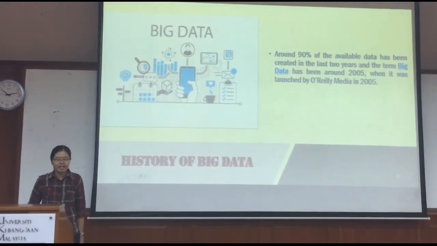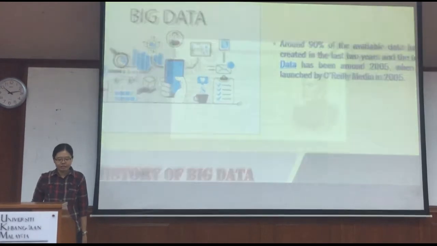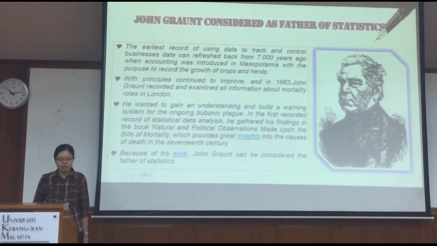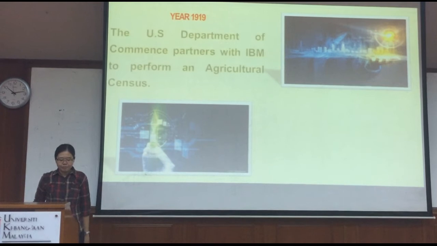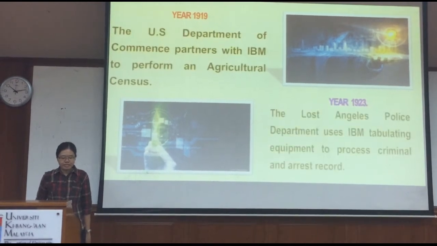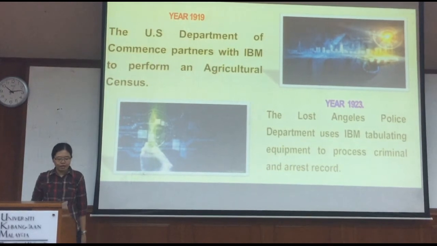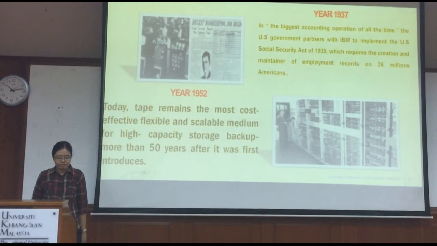History of big data. The term big data has been around since 2005, launched by O'Reilly Media. John Graunt, the father of statistics, recorded and examined all information about mortality rolls in London. 1919, to perform an agricultural census. 1923, to process criminal and arrest records. 1937, the biggest accounting operation.